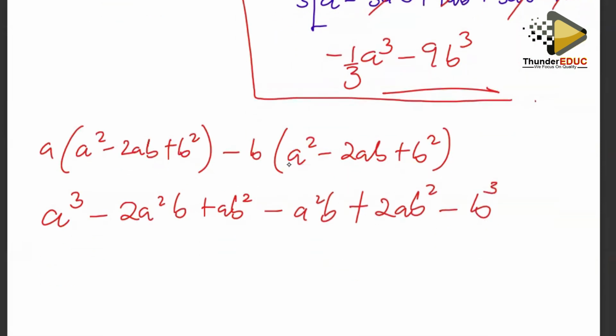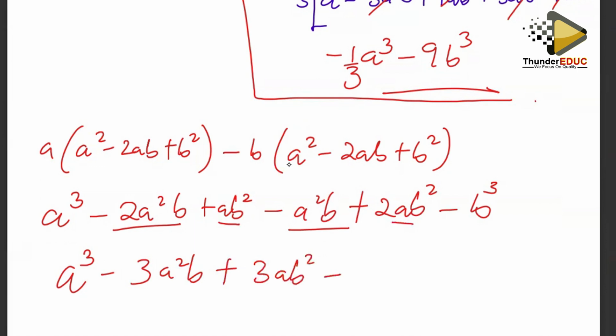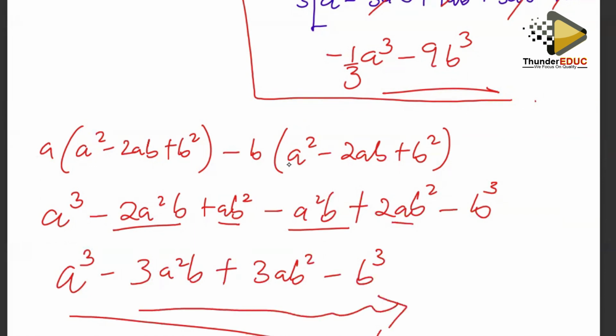Okay, let's see if we have any like terms. So a cubed, this one and that one will give us minus 3a squared b. Then this and this is a plus 3ab squared minus b cubed. Then that becomes our final answer.